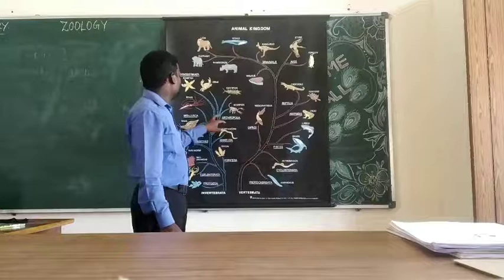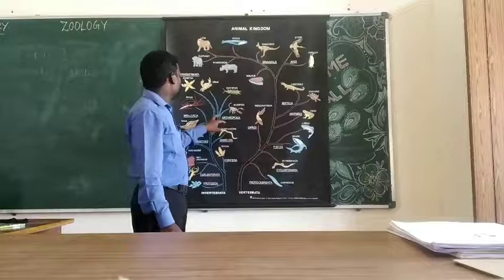The other one is arthropoda. Arthro means joint, poda means legs. This type of animal has jointed legs. The great examples are scorpion, prawn, grub, etc.